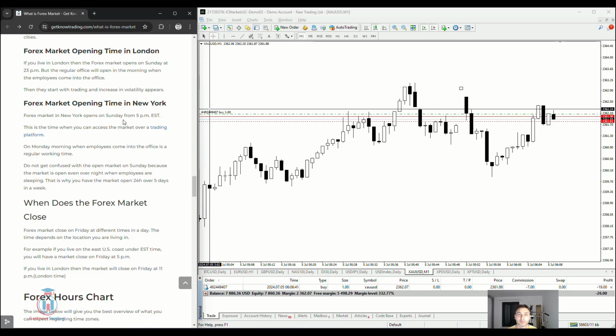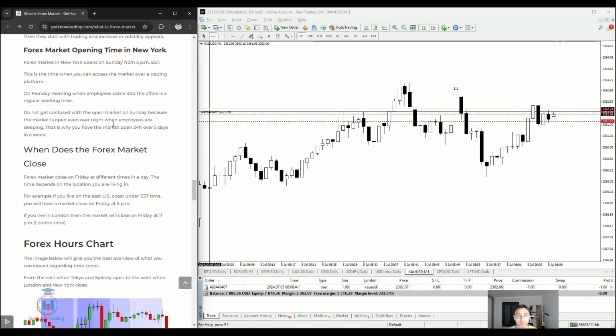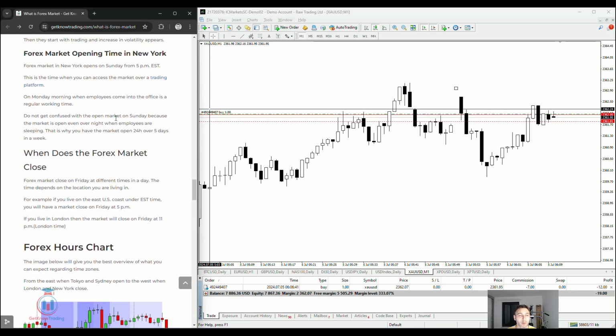So if you're living in London, it will be 23 p.m. on the Sunday, but if you are living in New York, it will be 5 p.m. Eastern time. So this is the way the market starts when the market opens at the start of the week, whether it is Sunday or Monday.